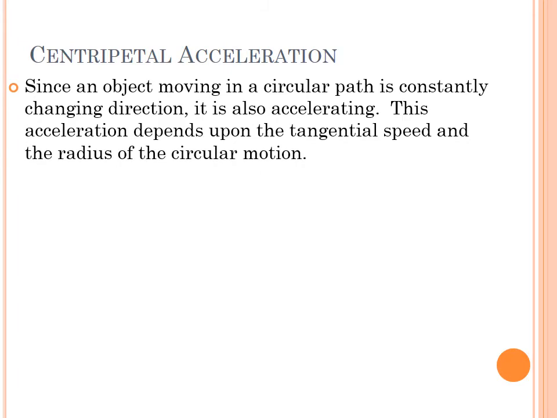Centripetal acceleration. Since an object moving in a circular path is constantly changing direction, it's also accelerating. This acceleration depends on the tangential speed and the radius of the motion. The equation for centripetal acceleration is that tangential velocity squared divided by the radius that it's circling around.